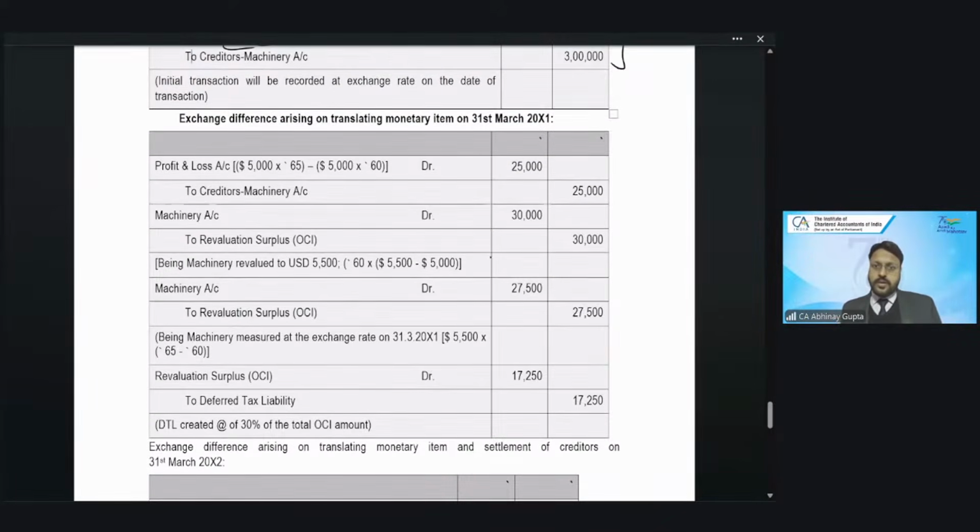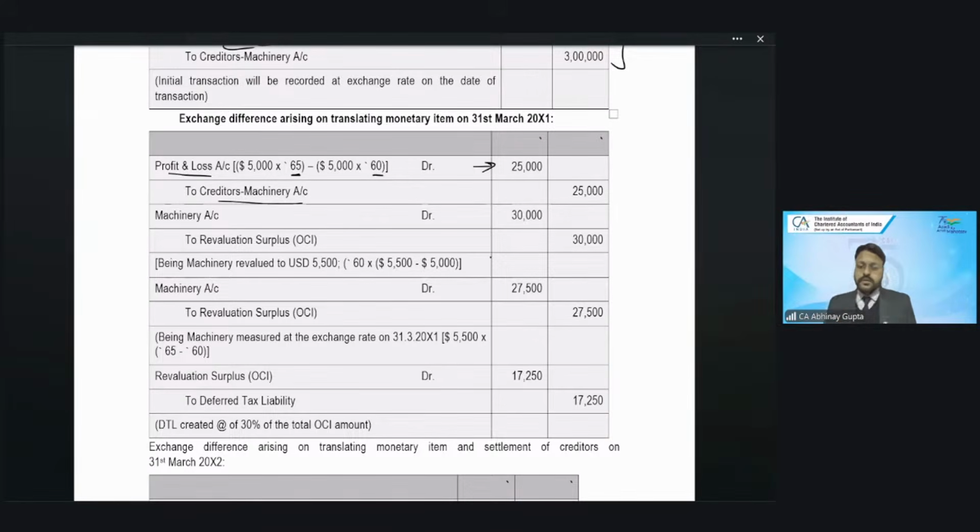Right. Now on the year end date, which is the 31st March 2001, we would be needing to do the revaluation of the machinery, right? So what would be the revaluation? First of all, we will calculate the rate difference. So the dollar is 65 now against the 60 on the date of the transaction. So 5 rupees delta, correct? So 5,000 into 5 rupees, 25,000 is the exchange fluctuation. So this will be recorded where? In the P&L, profit and loss account debit to creditors machinery, correct?